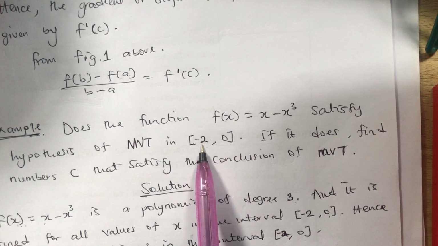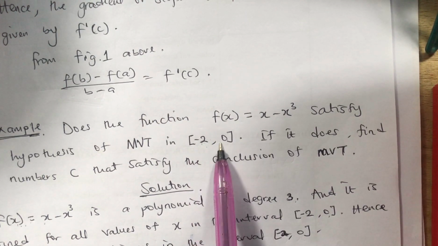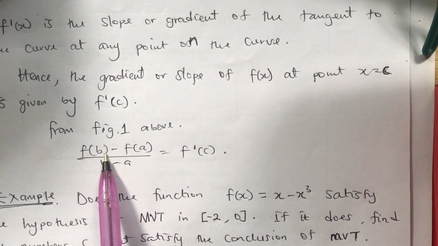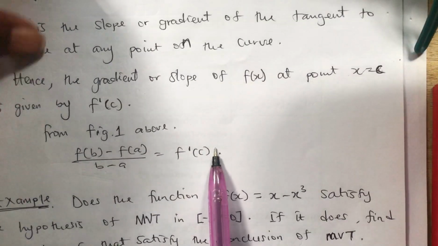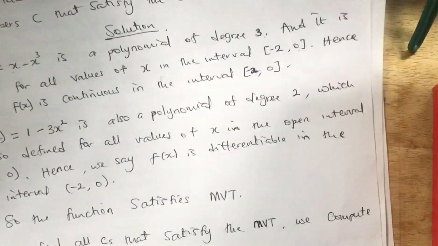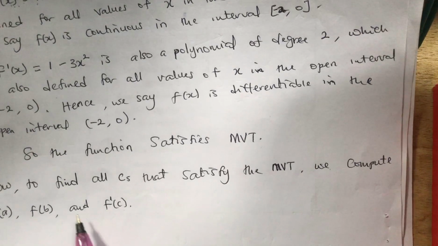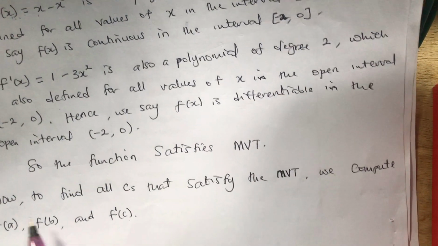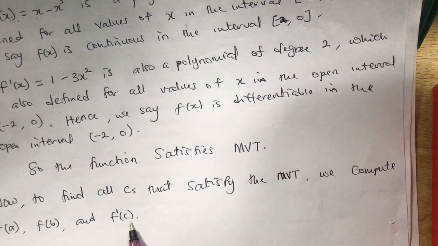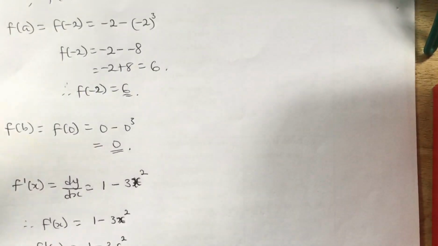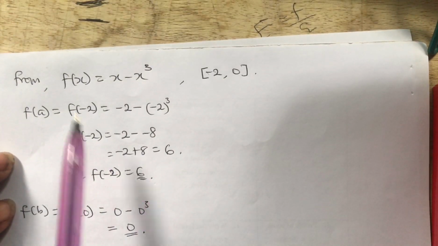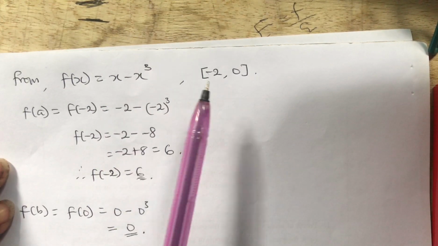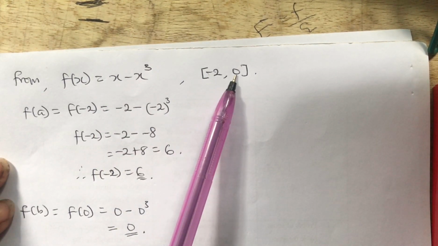In this case, our A is -2 and our B is 0. So from the formula we need to compute f of B, f of A, and f prime of C. So let's compute that. Now, f of x equals x minus x cubed, which is the question given to us initially, and the interval is -2 and 0.